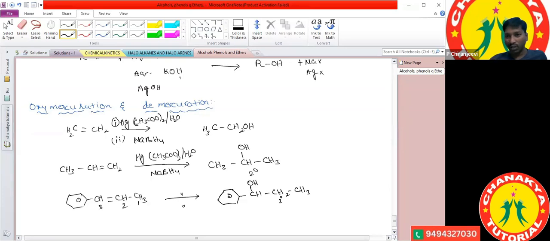Still anyone having doubt? Sometimes they ask the question: does the oxymercuration demercuration reaction follow the anti-Markovnikov rule, the Markovnikov rule, or the Saytzeff rule? What is the answer? The options are: first, Markovnikov rule; second, anti-Markovnikov rule; third, Saytzeff rule; and fourth, none of the above.